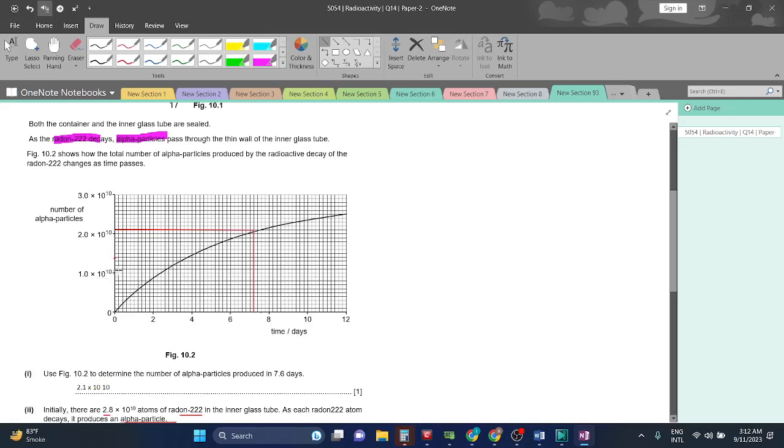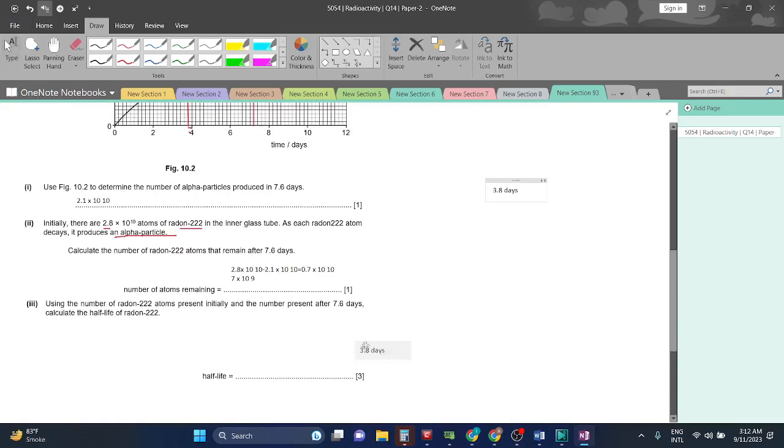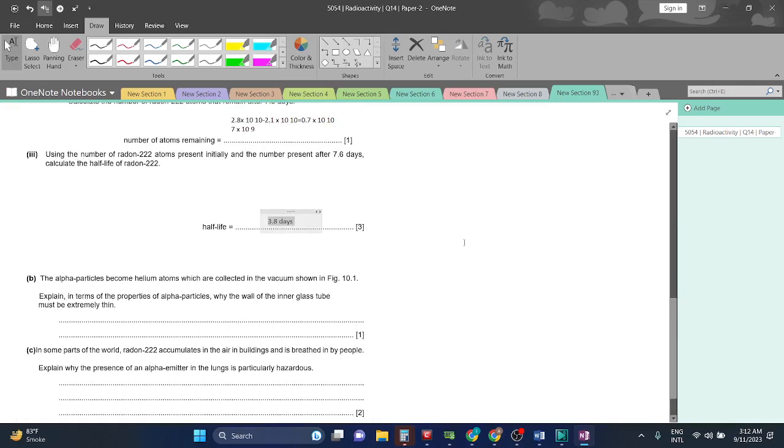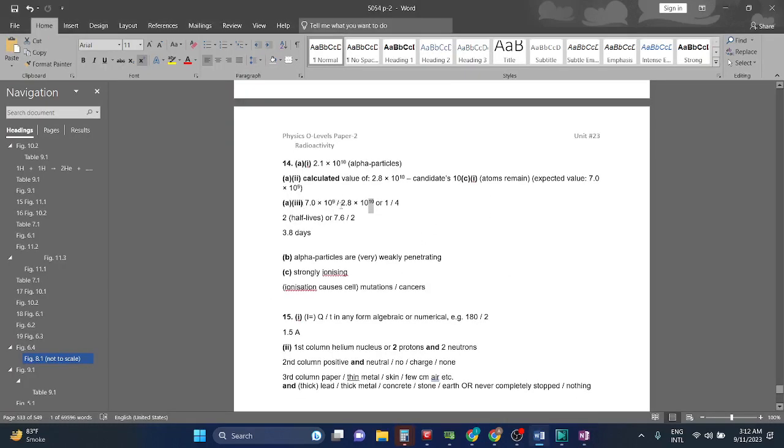It is going to be 1, 2, 3, 4. Here comes 1.4 into 10 raised to the power of 10, and इसकी जो corresponding value होगी with the time, that will give us the value of the half life. So this is gonna be 3.8 days, sorry. 3.8 days will be the value of half life. So it's very simple, it's nothing hard. तो ये देख लेते हैं 7.6.